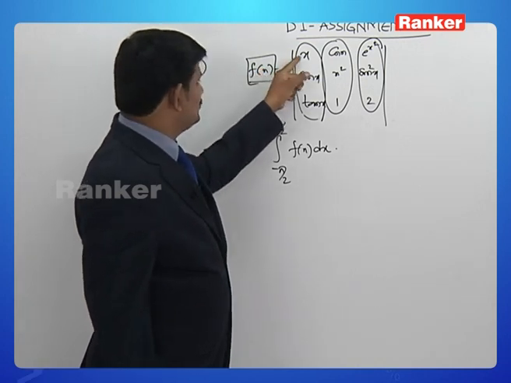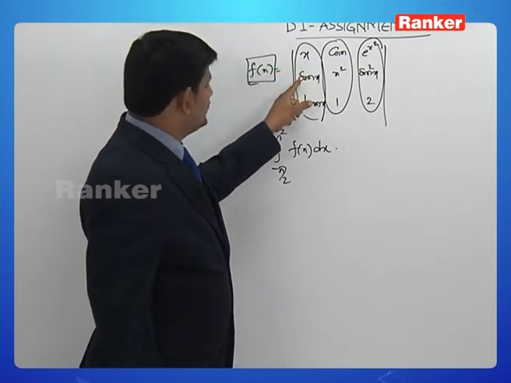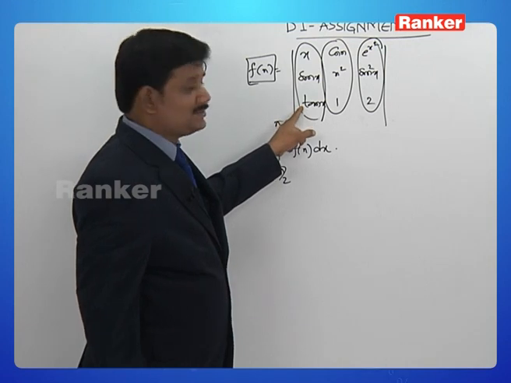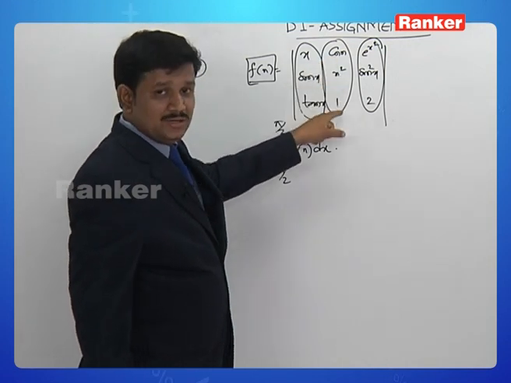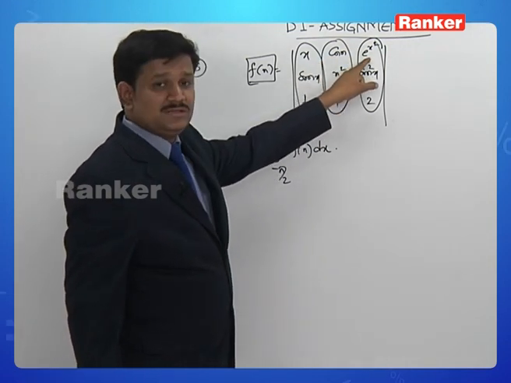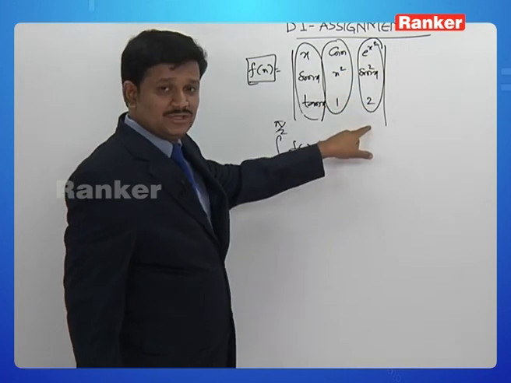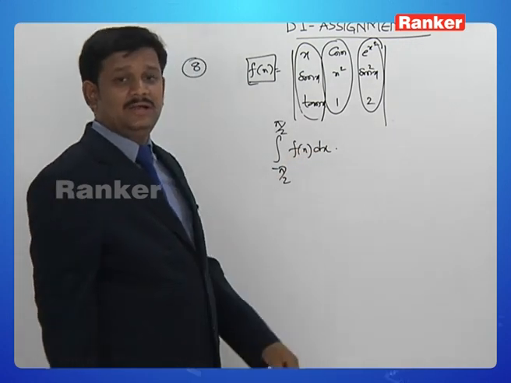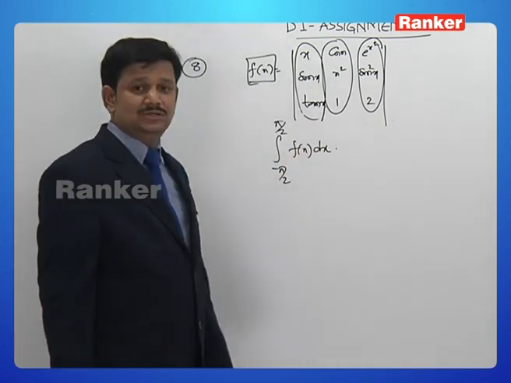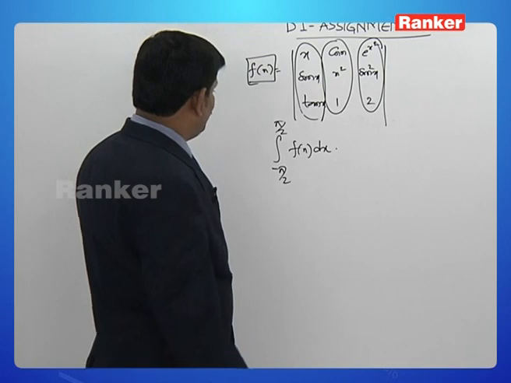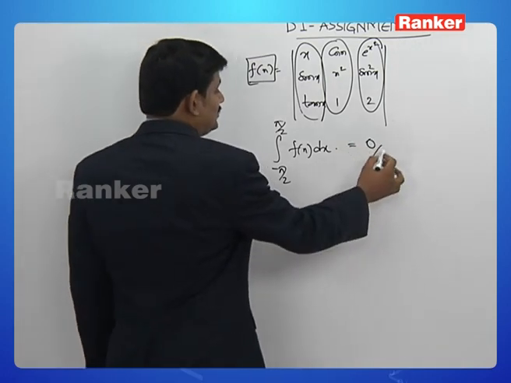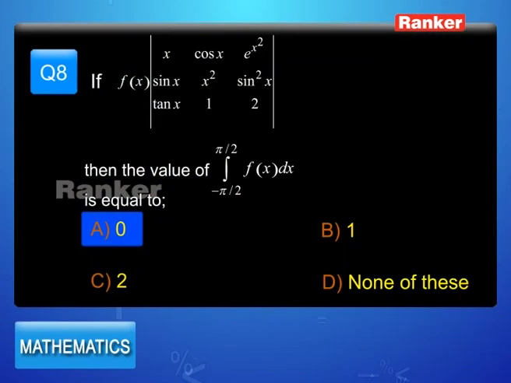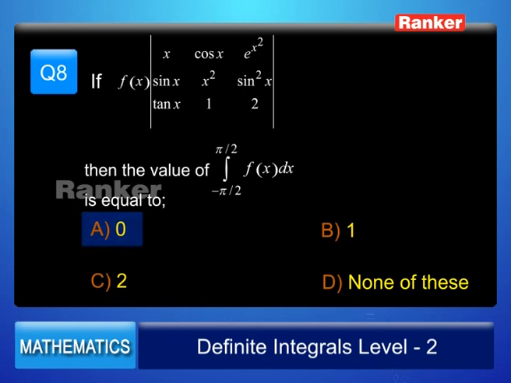f of minus x is minus x, minus sin x, minus tan x. cos x remains cos x, x square 1, e power minus x square is e power x square, sin square x 2. So from first column if I take minus common, I will get f of minus x is equal to minus of f of x. So f of x is an odd function, that makes this integral directly 0. So answer is 0, which is option 1.